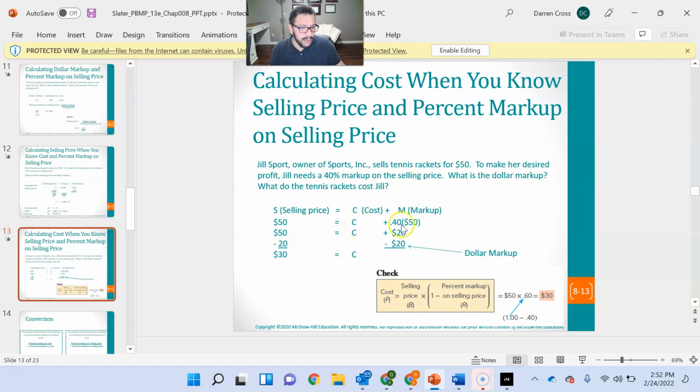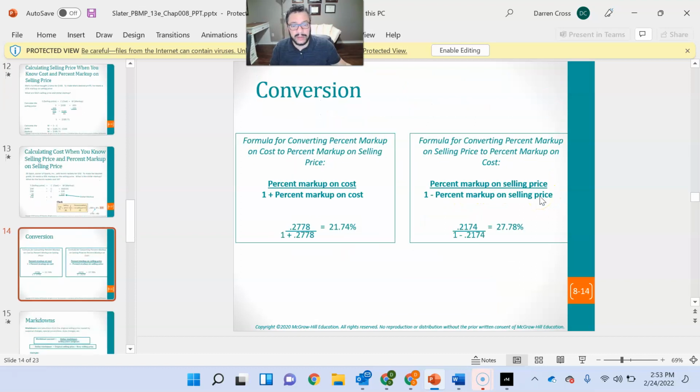We don't know the dollar markup. We just know the formula. So then when we work it out, here's the dollar markup. And if this is the dollar markup, then the cost must be $30, right? But we actually arrived at the cost by just figuring out the problem. We figured out what C equals. $30 here. Okay?